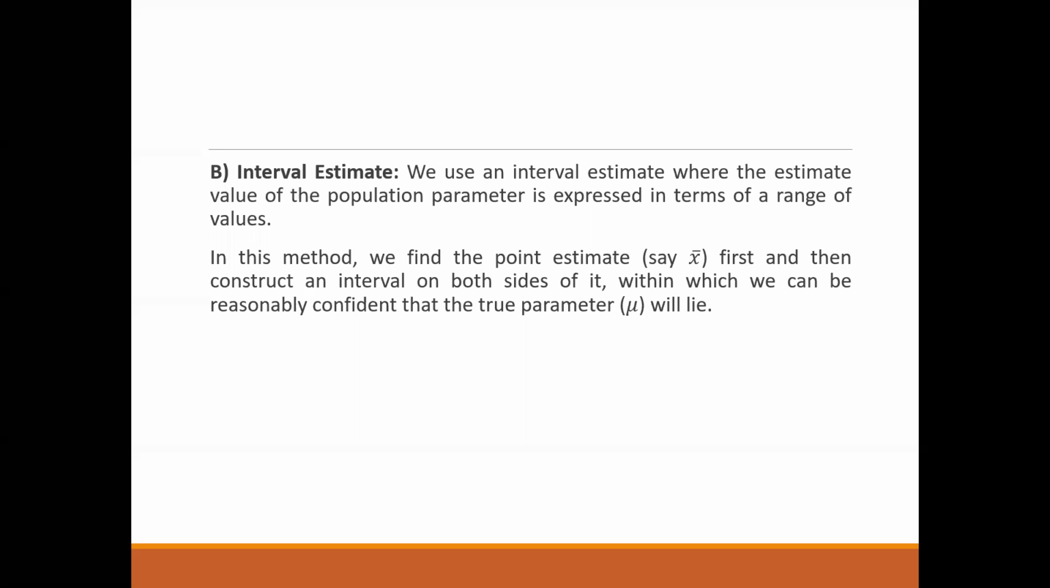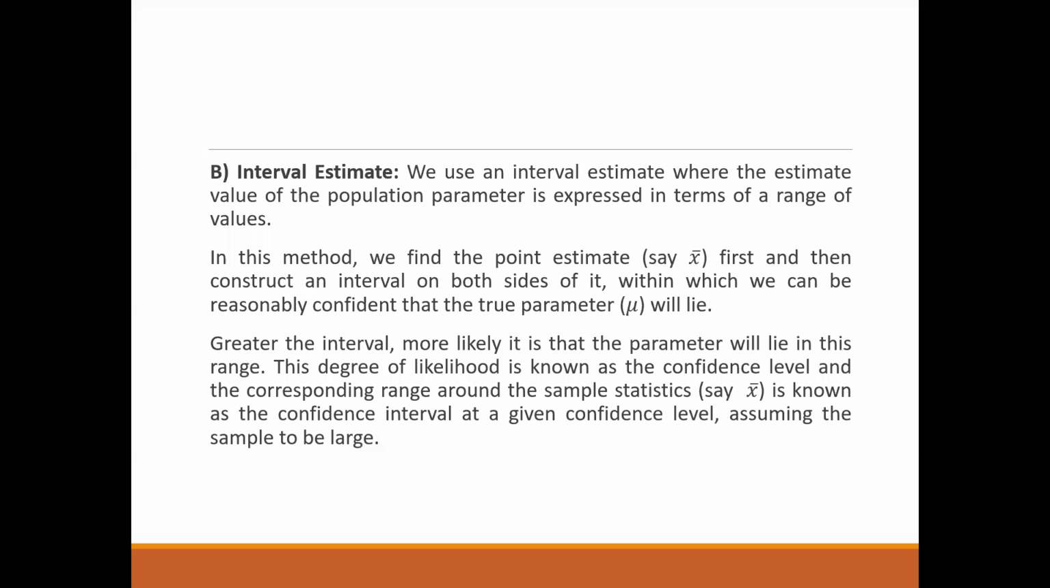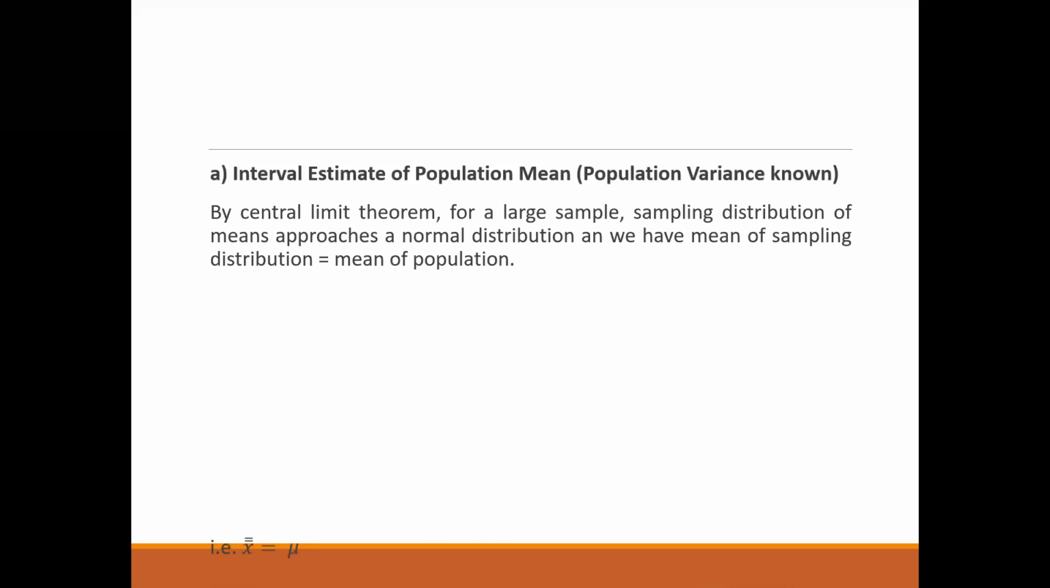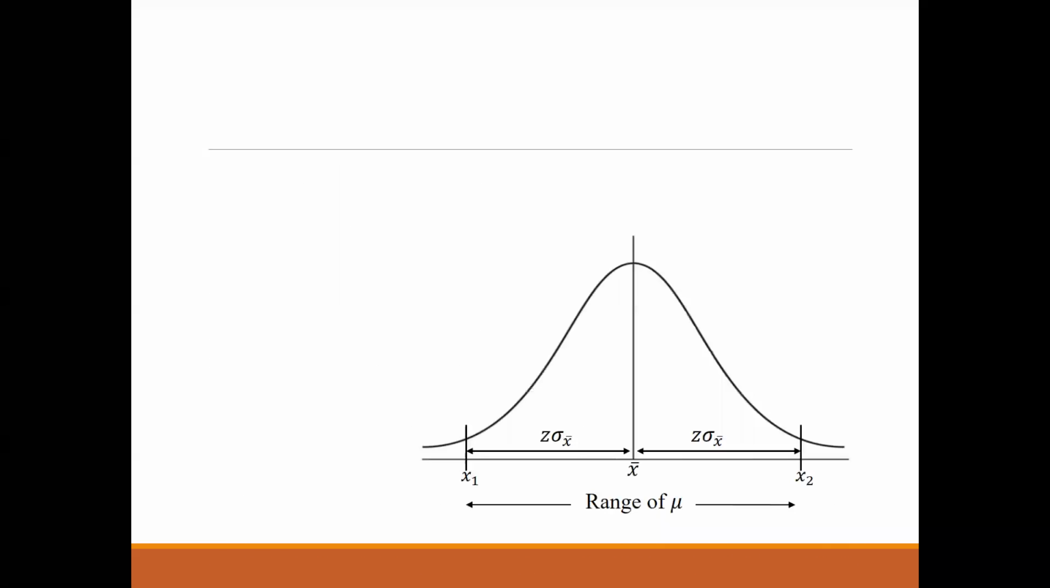So if I have to represent this whole thing in a diagram, let us see that diagram first. I just wanted to show you that. This I've already told you: the greater the interval, the more likely it is that the parameter will lie in this range, and this degree of likelihood is known as your confidence level. Let us come to the diagram.